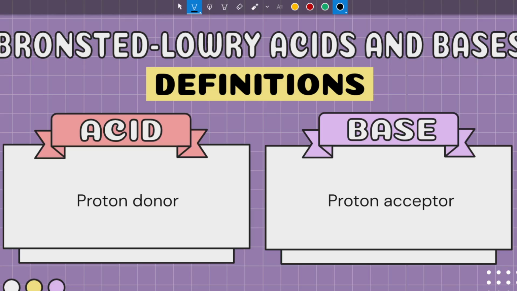So there are a couple of different definitions associated with acids and bases. The first is Bronsted-Lowry. Essentially what they say is that your acid is your proton donor, which is your hydrogen ion donor, and your base is your proton acceptor, because it gives off that hydroxide ion, which accepts the hydrogen ion to give you water.